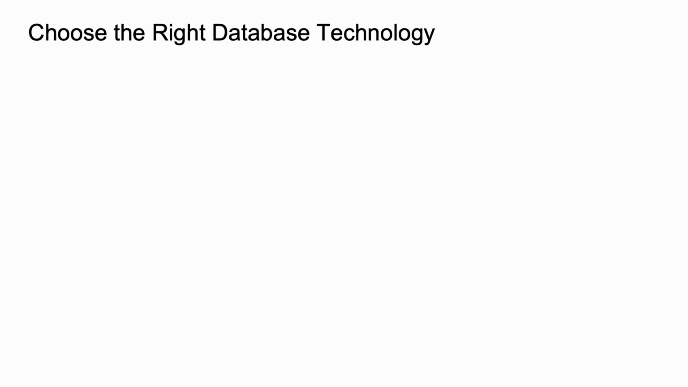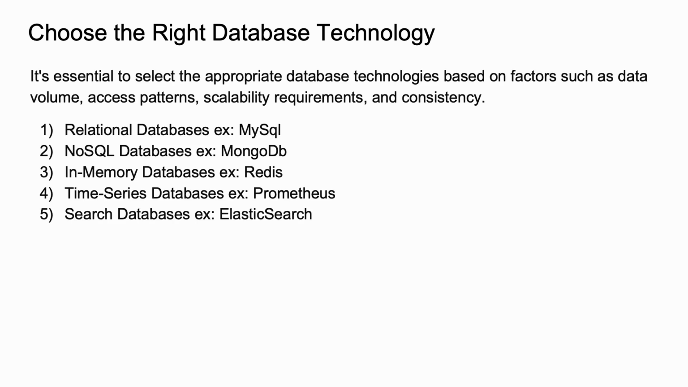Choosing the right database technology is critical, considering factors like data volume, access patterns, scalability needs, and consistency requirements. Databases are classified into various types. Relational databases such as MySQL excel in structured data management and complex relationships. NoSQL databases like MongoDB offer flexibility for unstructured or semi-structured data and horizontal scalability.